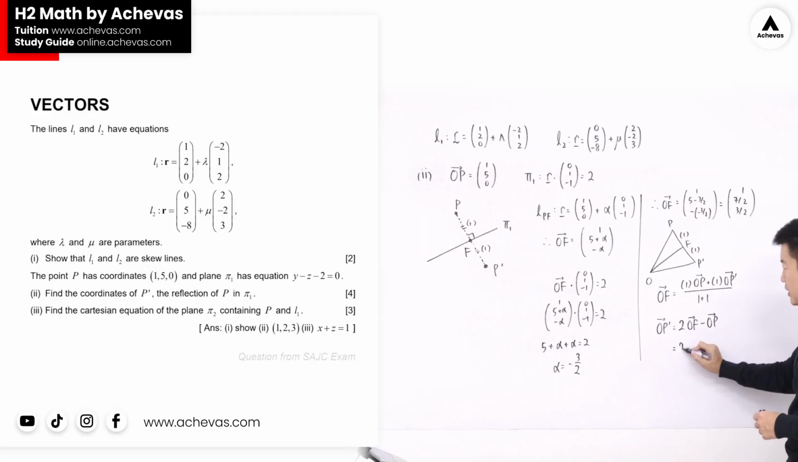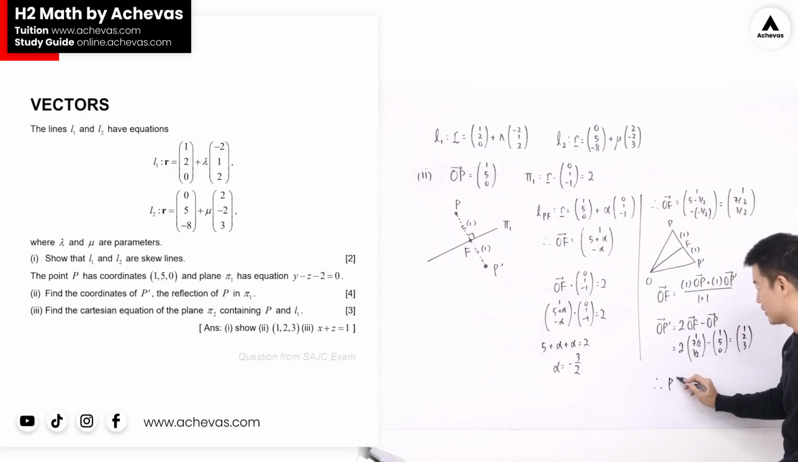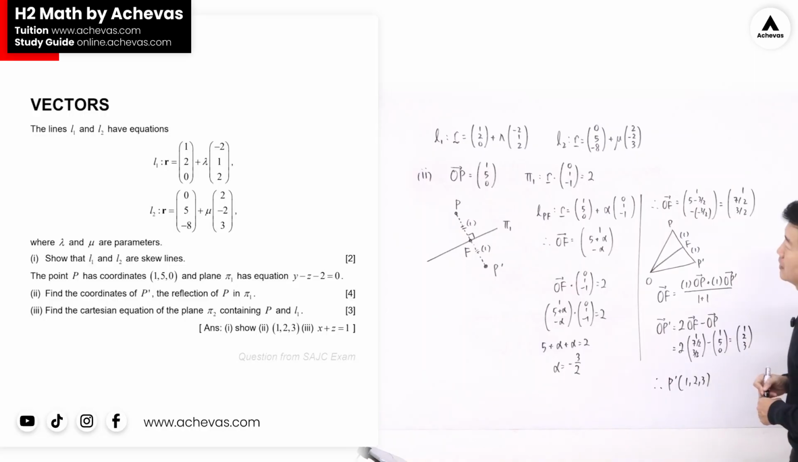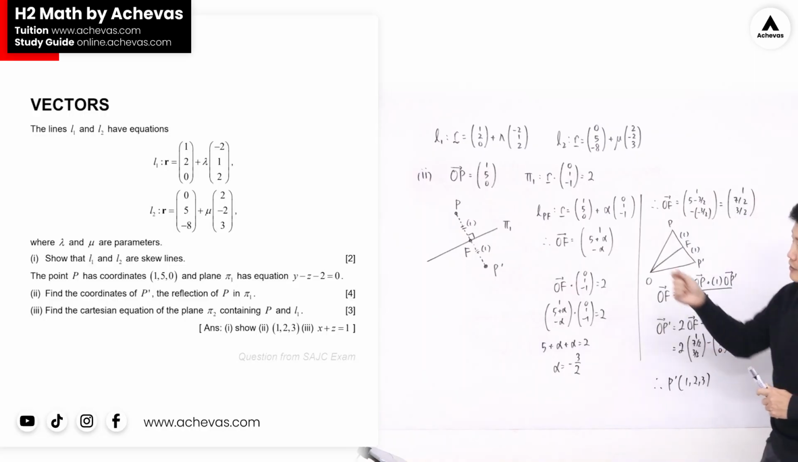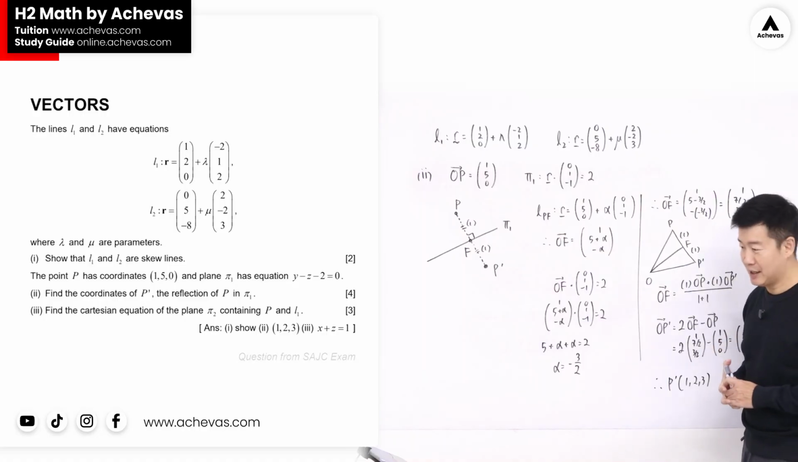So this is going to be 2 times OF, which is 1, 7 over 2, 3 over 2, minus OP. OP is going to be this, 1, 5, 0. So the position vector of P prime will be evaluated to be just 1, 2, 3. Okay, so the coordinates of P prime will be 1, 2, 3, the reflected point of point P in the plane pi 1. Okay, part 2 done. We're going to proceed.